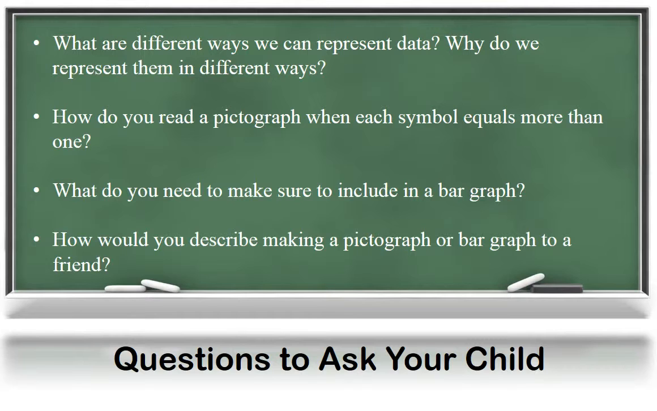Here are some different questions you could pose as you're thinking about different types of graphs and even tables. What are different ways we can represent the data? Why do we represent them in different ways? How do you read a pictograph when each symbol equals more than one? What do you need to make sure to include in a bar graph? How would you describe making a pictograph or bar graph to a friend?